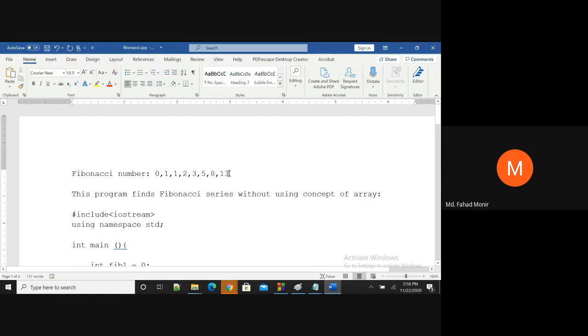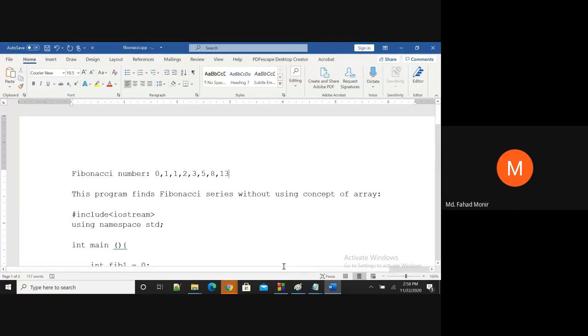This will be continued like this. So a Fibonacci number is the added value of the previous two numbers, right? In the Fibonacci series, a Fibonacci number will always be the added value of the previous two numbers in the series. So that's how we're gonna construct our Fibonacci series.